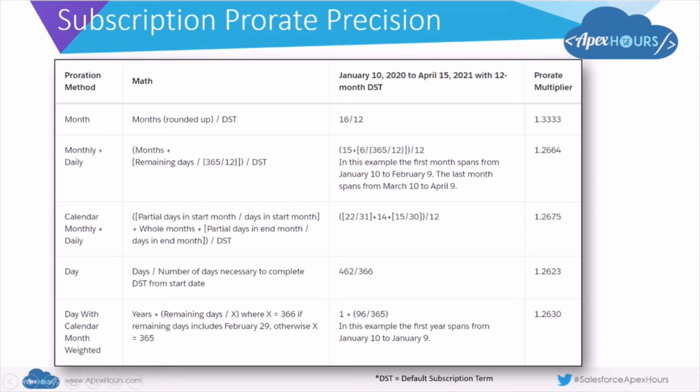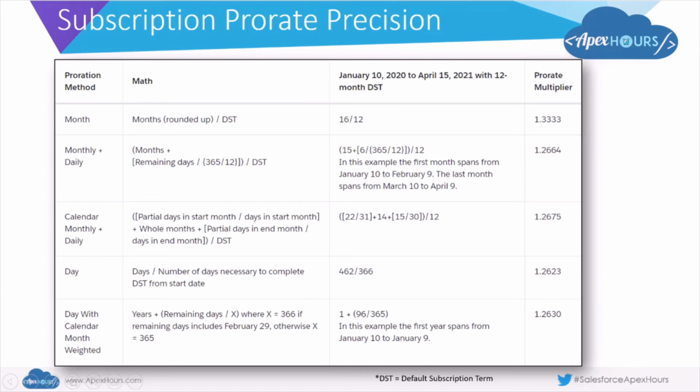Now let's look at the next example, which is monthly plus daily. This is to help reduce that ambiguity when you're quoting for a subscription which just crosses a few days in a month. Instead of charging for the whole month, you're giving just a prorated multiplier for those particular few days. So it first calculates how many full months there are, and then looks at the remaining days and applies this given formula.